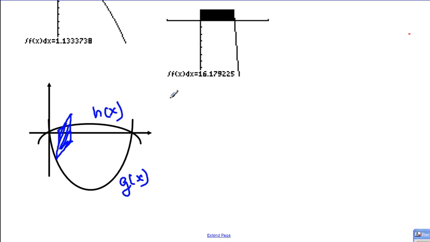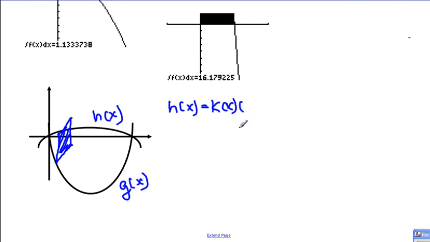Now, you will realize that even h of x is k times x times, I believe it was, 1 minus x. There are two locations where h of x will be equal to 0, which is when x equals 0, right over here, and when x equals 1, right over here. So same boundaries. Then, how are we going to find the volume? Volume here has to be equal to 15, which goes from 0 to 1.